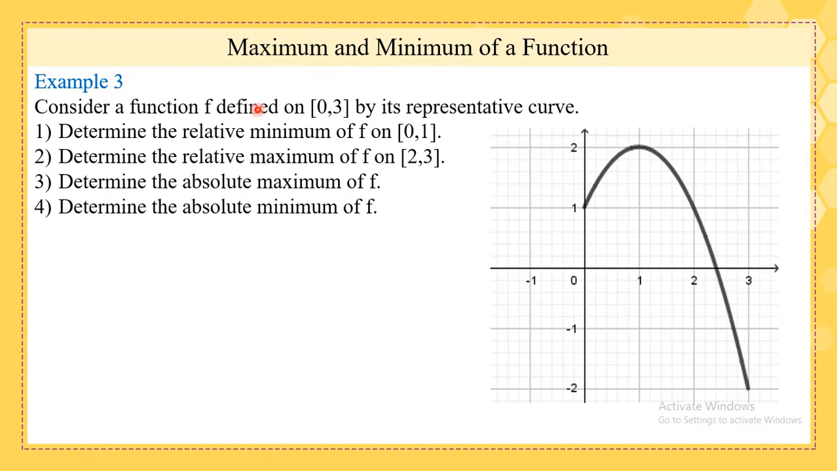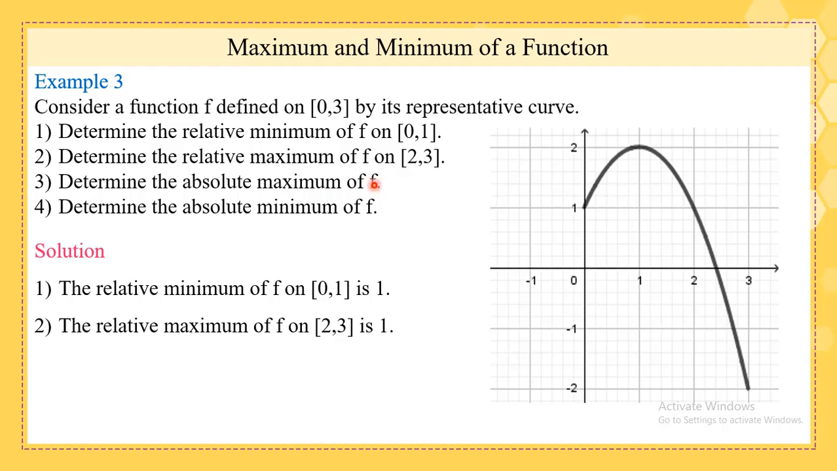Example 3. Consider a function f defined on [0, 3], this is the function, by its representative curve. Determine the relative minimum of f on [0, 1]. This is the interval [0, 1]. This is the curve on [0, 1]. The relative minimum is here, so it's 1. Determine the relative maximum of f on [2, 3]. This is the interval [2, 3], and this is the curve on the interval [2, 3]. The relative maximum is 1.